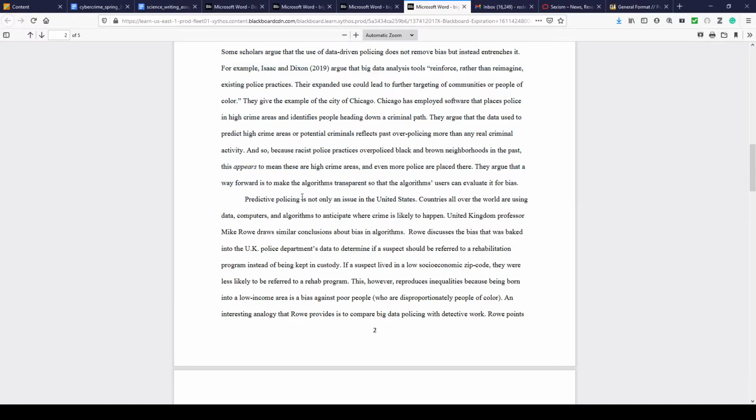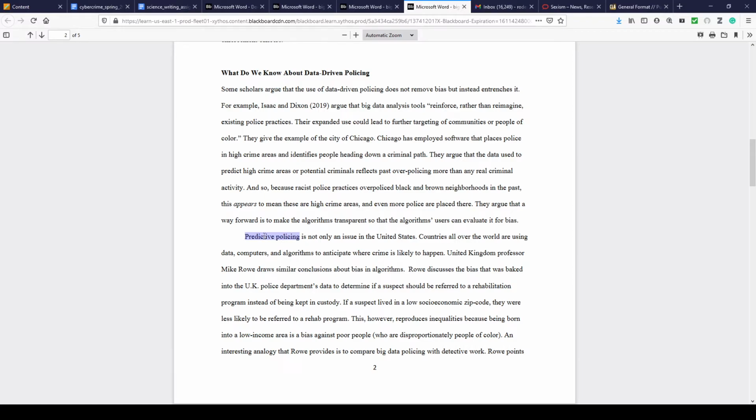And you know what? This is actually probably the wrong word here. I probably should have said data-driven policing. But in any case, it's a connector, right?